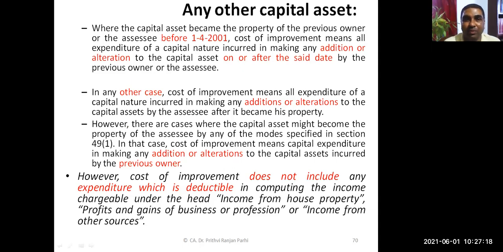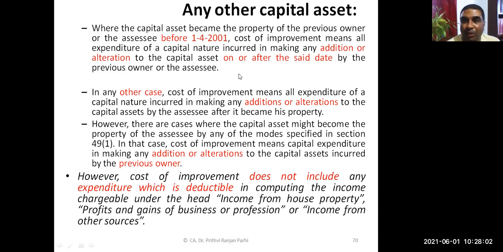And for other cases, if cost of improvement has been incurred before 1/4/2001, as we have discussed, then that will be ignored. So all cost of improvement which has been incurred on or after 1/4/2001 shall be considered. And in case of a long-term capital asset, that will be indexed. So cost of improvement means cost of improvement incurred on or after 1/4/2001, even if the asset is acquired before 1/4/2001.